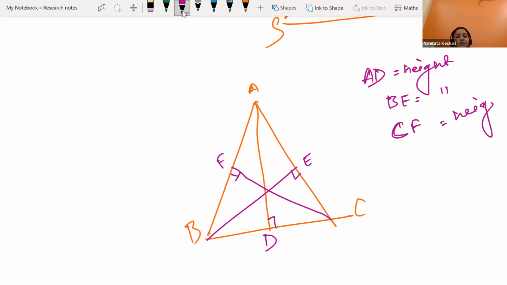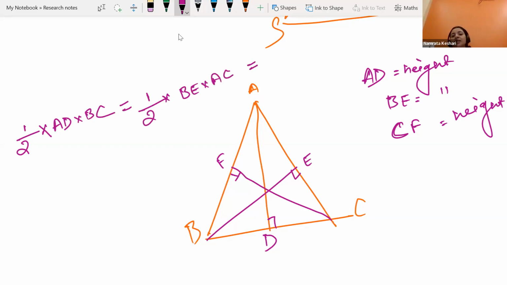These are all heights. You can take any height. Now the measurement of all these heights will not always be the same, but whatever height and base you take, the area you find using the formula 1/2 into base into height will be the same. If we take height AD and base BC, we get the area; the same area we get if we take height BE and base AC, and the same area if we take height CF and base AB.